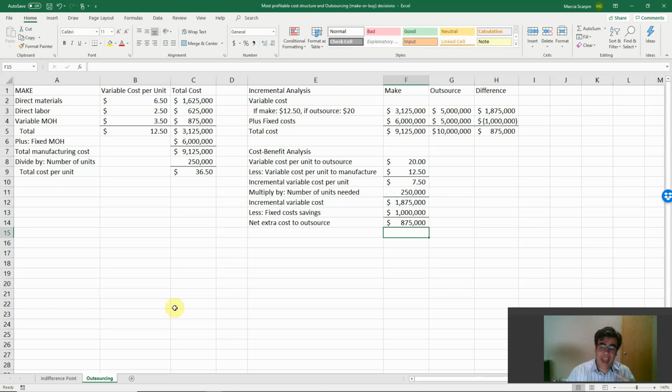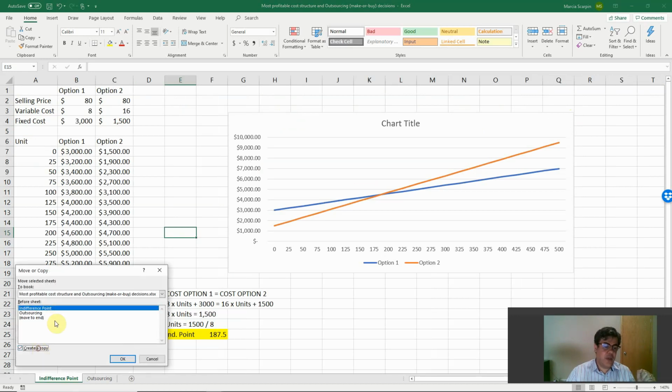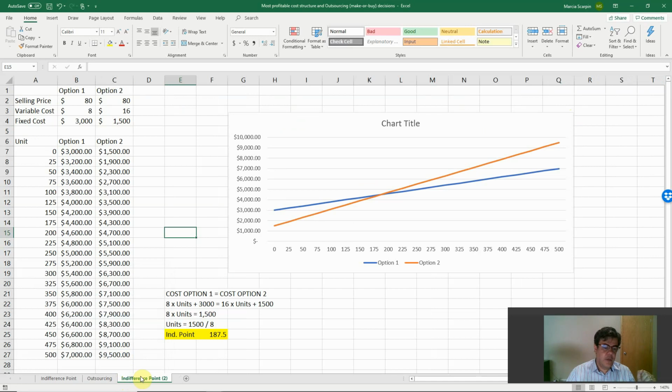Let's create, you already have it in your Excel file, but let's create it here. Let's create a copy here, indifference point in outsourcing. Outsourcing. That's better.